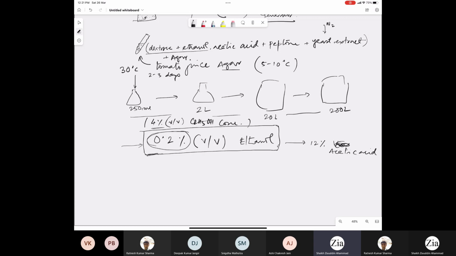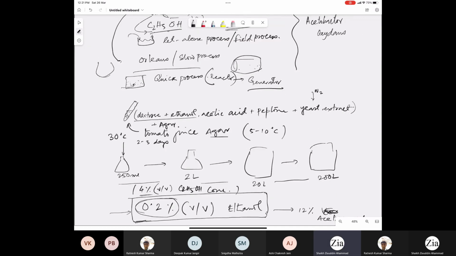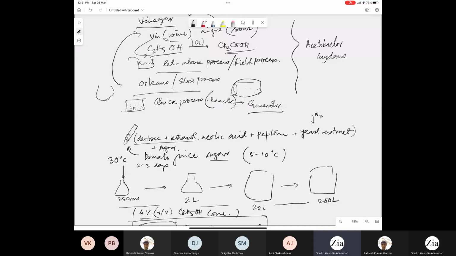So we have mentioned old processes, the let alone process or field process, where you don't do anything, just keep the alcohol in a container or in a tank and the bacteria will work on this system. You're not supplying any oxygen also. So it is an open tank. So air will come from the top and then get diffused into the liquid and it will slowly oxidize to vinegar in the presence of Acetobacter oxydans. Now, this is inherently slow because you are not adding any external aeration.